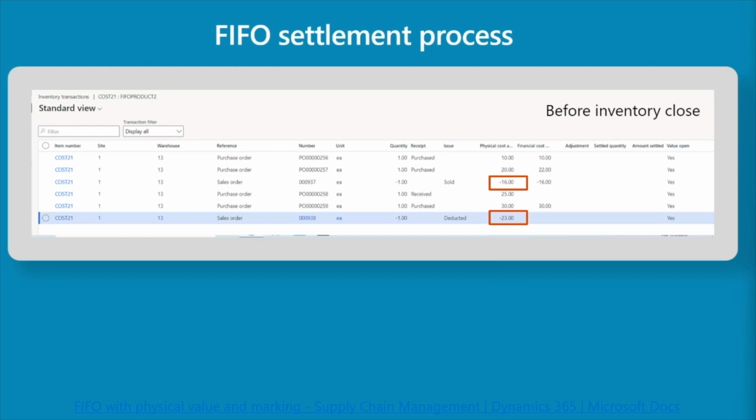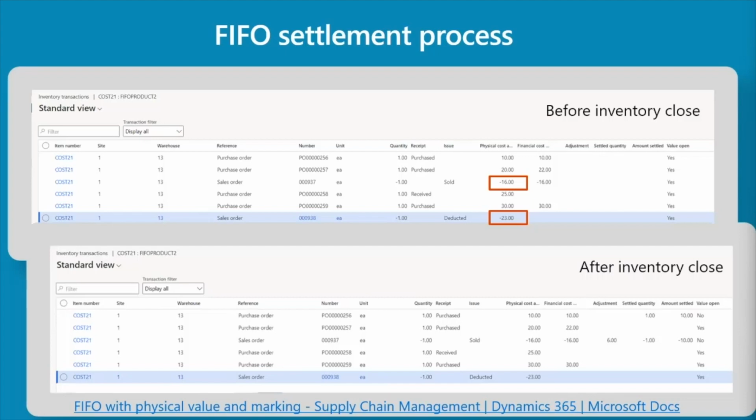of posting. After we perform the inventory close process, our financially updated issue transaction is matched to the first receipt, following the FIFO principle. The cost of the issue is adjusted by $6 to a settled cost of $10 to match the receipt transaction. The issue transaction that is only physically updated remains unsettled until it has been financially updated and we perform the next inventory close.